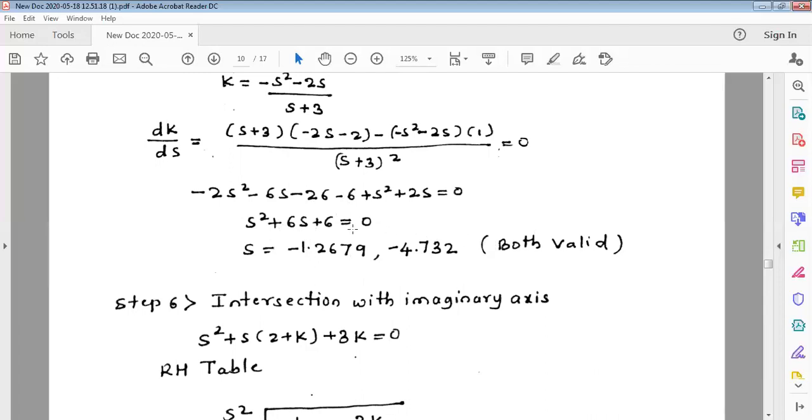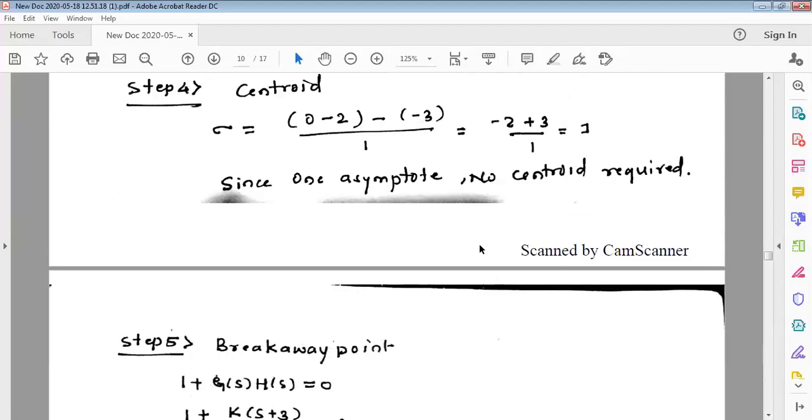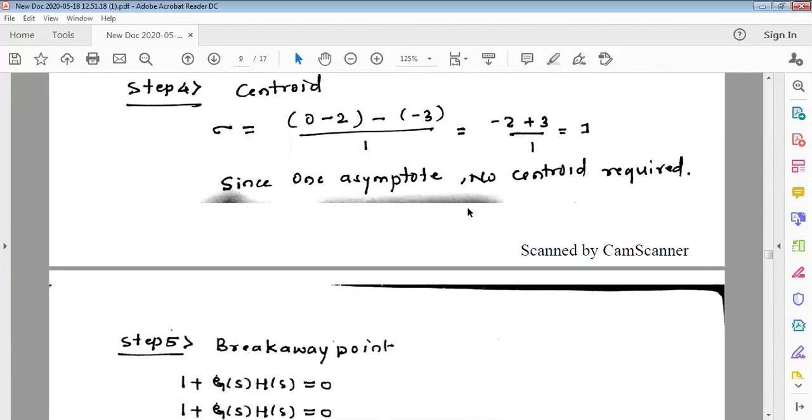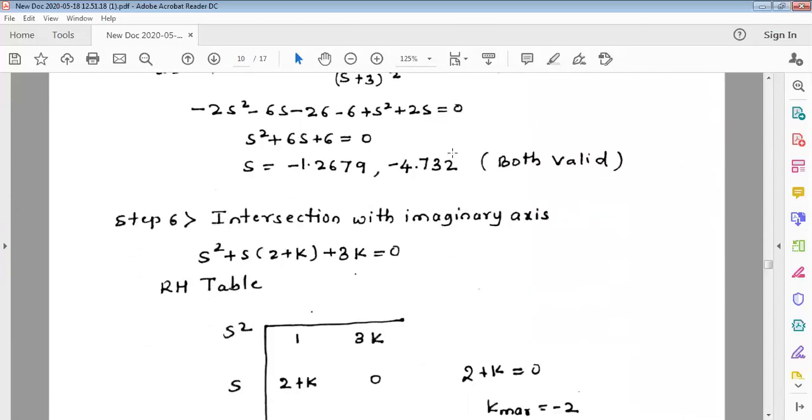So here both these BAPs are valid. Both breakaway points are valid because these two, minus 1.2679 and minus 4.732, lie in the RL region. See, one BAP lies in this RL region, and one more in this RL region, right? So whatever BAPs we got here, both are valid BAPs.